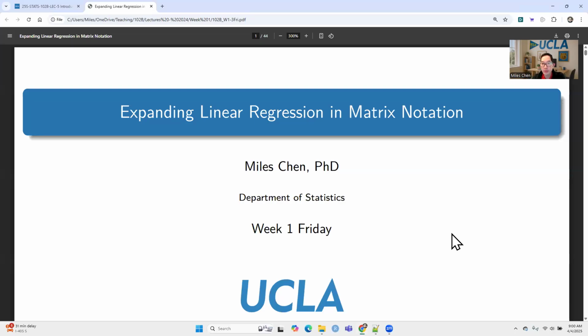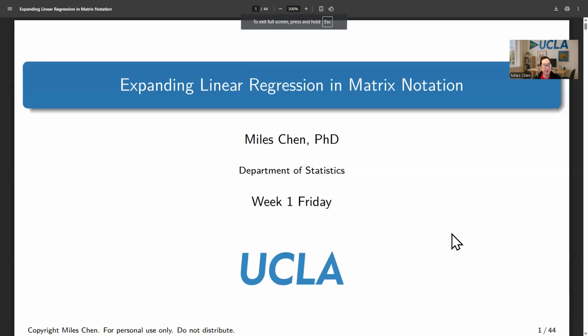All right, so today we will continue to look at linear regression in matrix notation. We kind of introduced this a little bit on Wednesday, and what I want to do now is expand that so that we can include higher order terms and things like that.